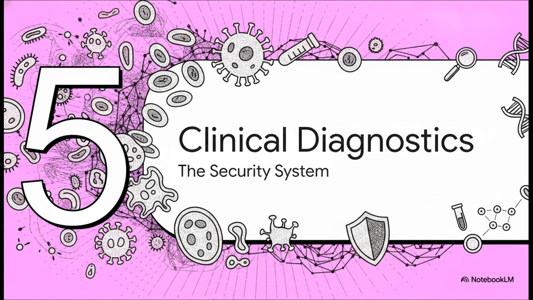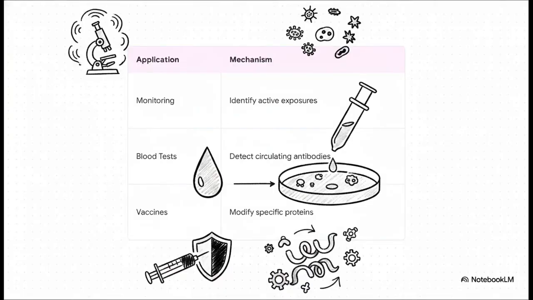Finally, let's look at Section 5, Clinical Diagnostics and Immunology. Our body's security system. We don't just use microbes to make drugs, we actually use their very components to build the clinical assays that keep our patients safe. Looking at immunological monitoring, we harness the host immune system's complex web of substances to identify active systemic exposures to pathogens.